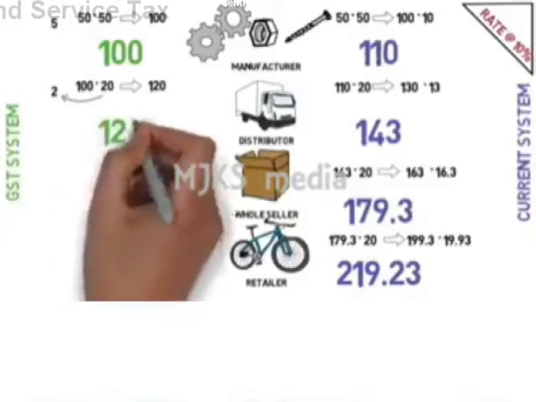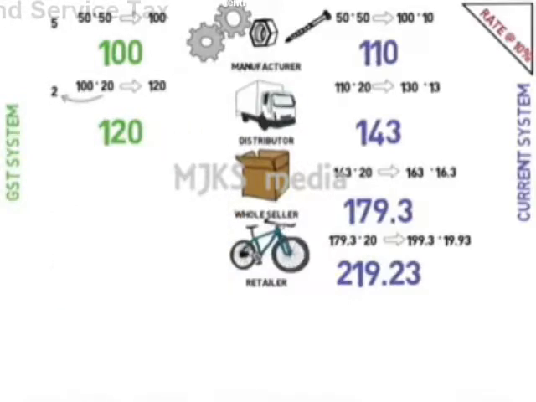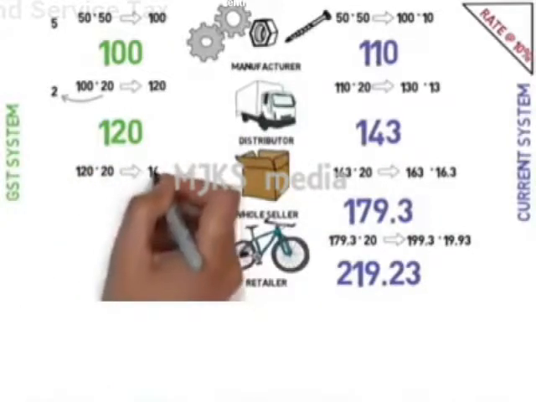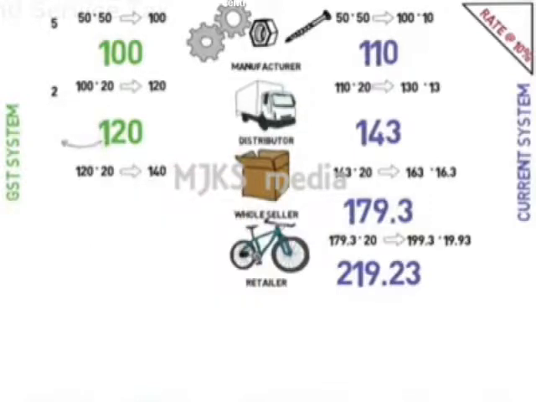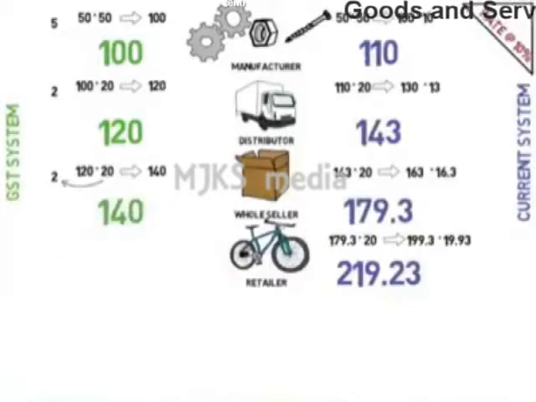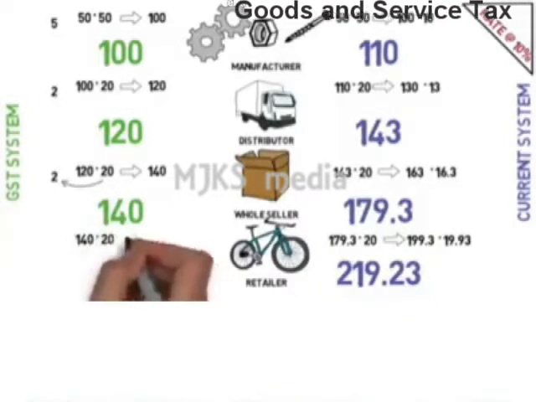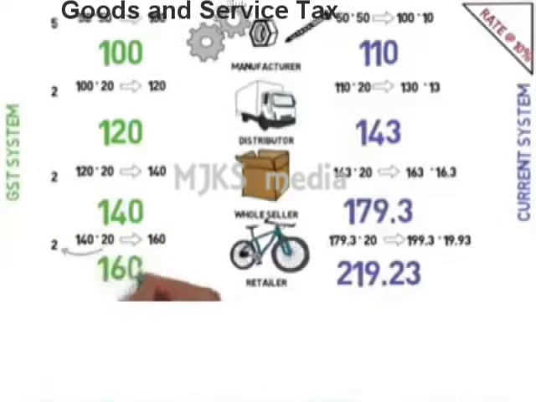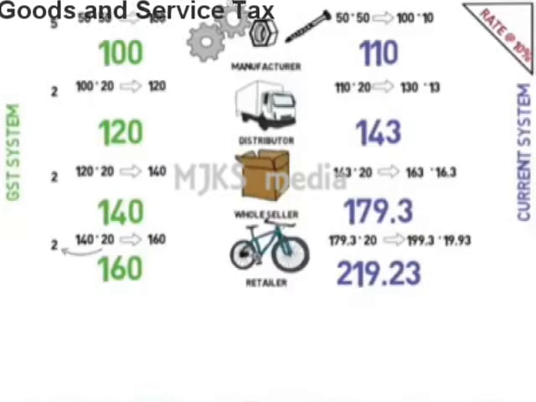The wholesaler buys the product for 120 rupees and follows the same pattern, adding 20 rupees as his profit, and the price will become 140, and pays the tax of 2 rupees on his profit of 20 rupees. The retailer buys the product for 140 rupees, adds a profit of 20 rupees, pays the tax of 2 rupees on his profit of 20 rupees and raises the final consumer price to 160 rupees. So, if the prices are compared, the product is 59.23 rupees cheaper in the GST system than the current system.